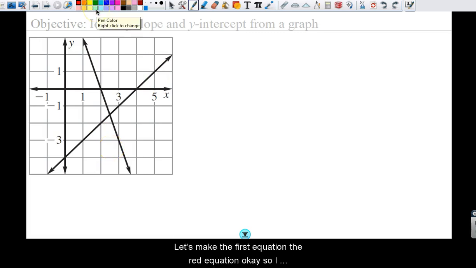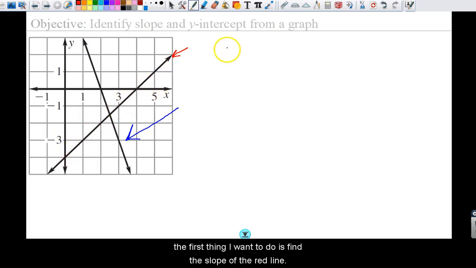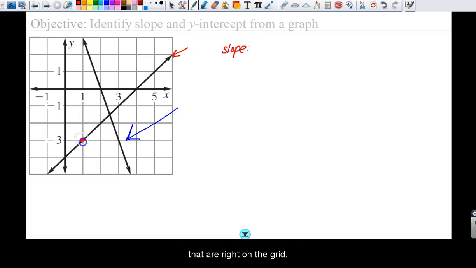Let's make the first equation the red equation, and I'll make the other one the blue equation. So the first line that I've identified as red, the first thing I want to do is find the slope of the red line. The way that I find the slope is to find points that are right on the grid, like this, and then just count the slope, the rise over the run.